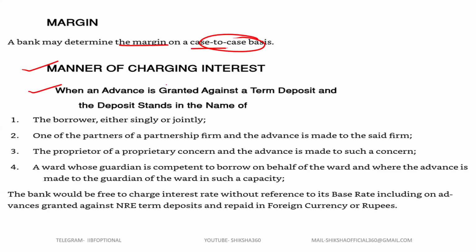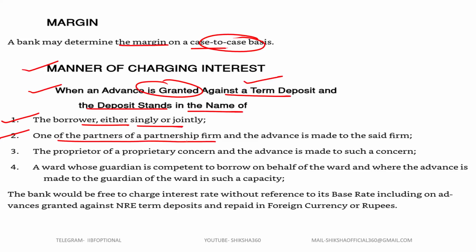When an advance is granted against a term deposit and the deposit stands in the name of the borrower, either singly or jointly, or one of the partners of a partnership firm, and the advance is made to the said firm. Third one, the proprietor of a proprietary concern and the advance is made to such a concern.